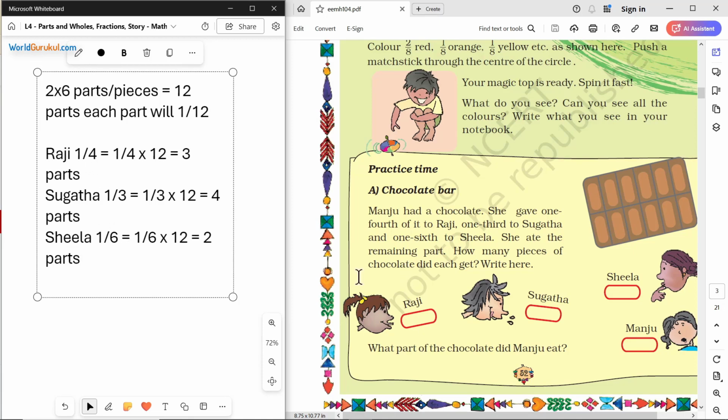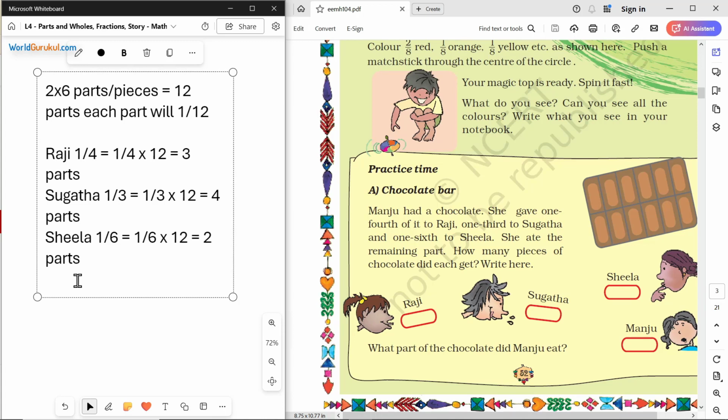So Raji got how many? 1/4. 1/4 of 12 is 3 parts. And Sujata got 1/3 of 12, that is 4 parts. And Sheila got 1/6 of 12, which is 2 parts. So how many are given back to their friends? How many? Manju has given how many to her friends? 3 plus 4 plus 2. That is 7 plus 2, 9.